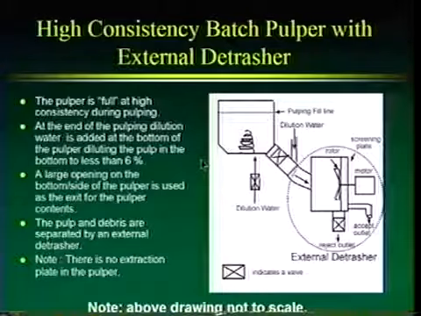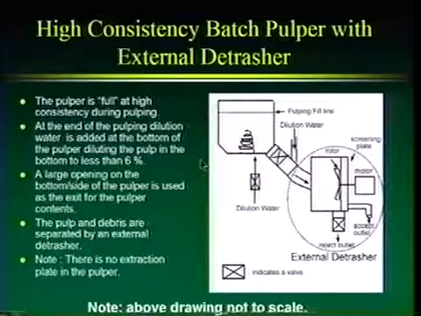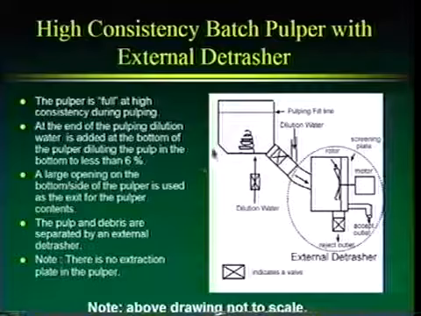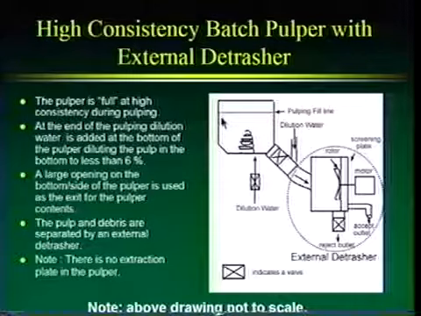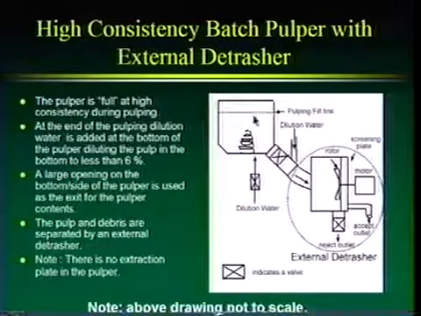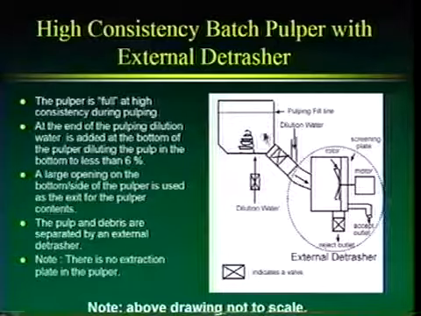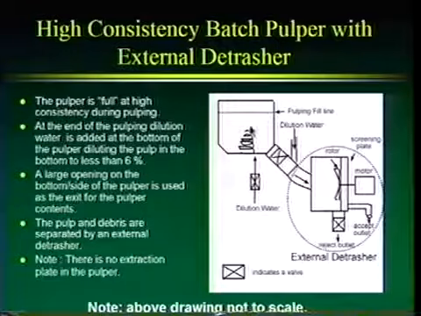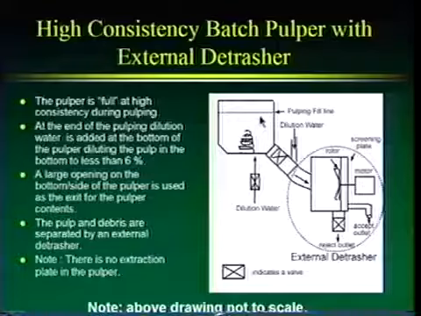Okay, the second way that we can do it is to use an external detrasher. Basically here the pulper is full when we're pulping at high consistency. So there's just one pulping fill line right here, and here's our helical rotor. And what will happen is we'll pulp, and at the end of the pulping process, we've got this material again at, let's say, 18% consistency. It won't flow, it will plug things up.